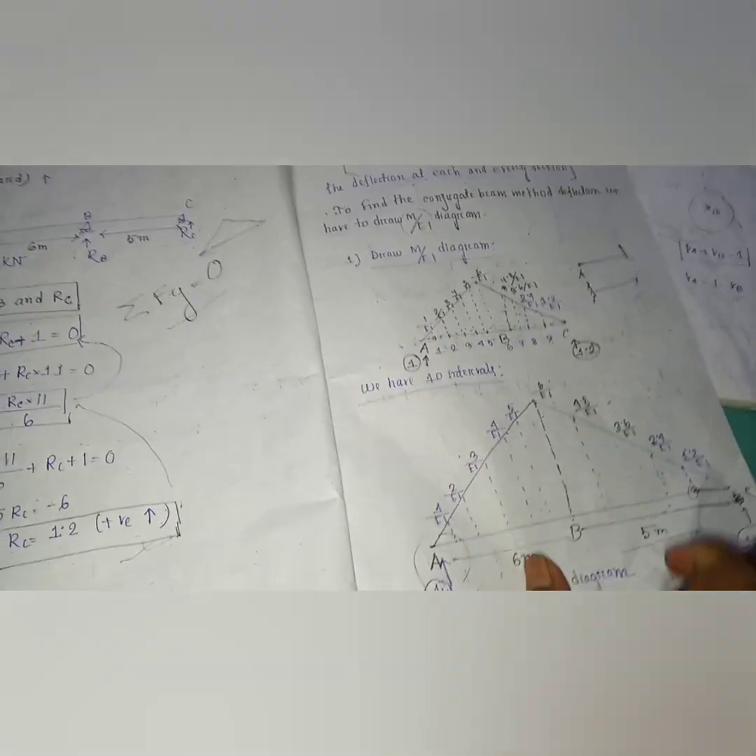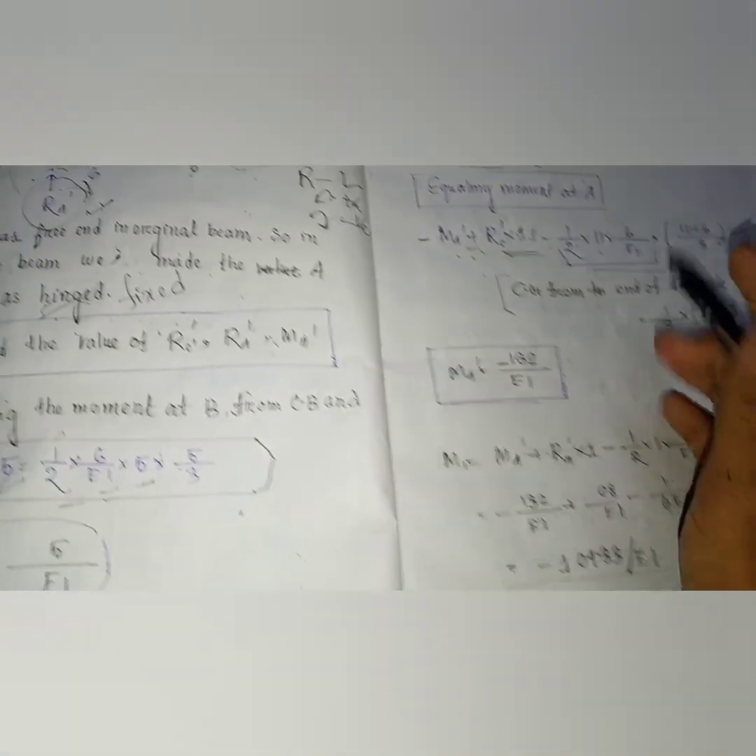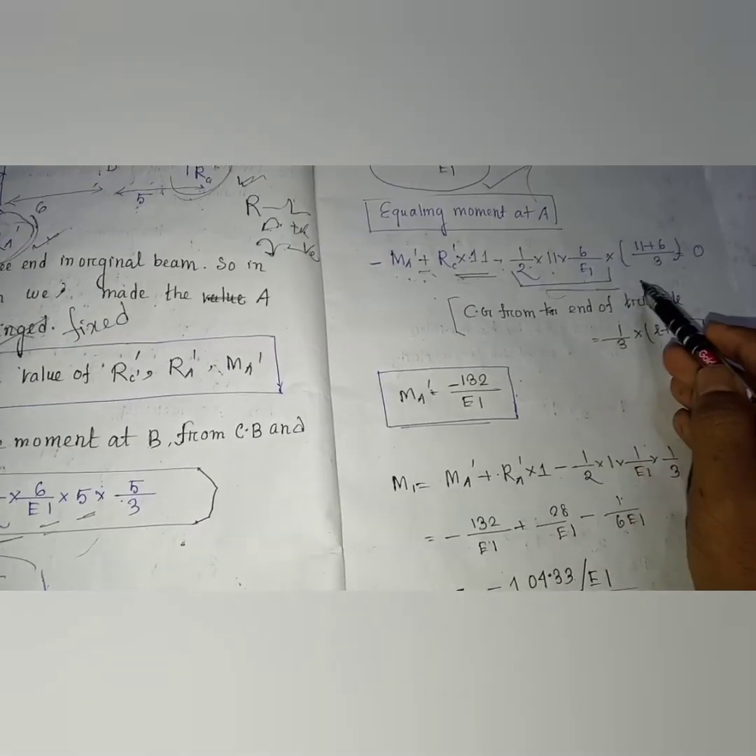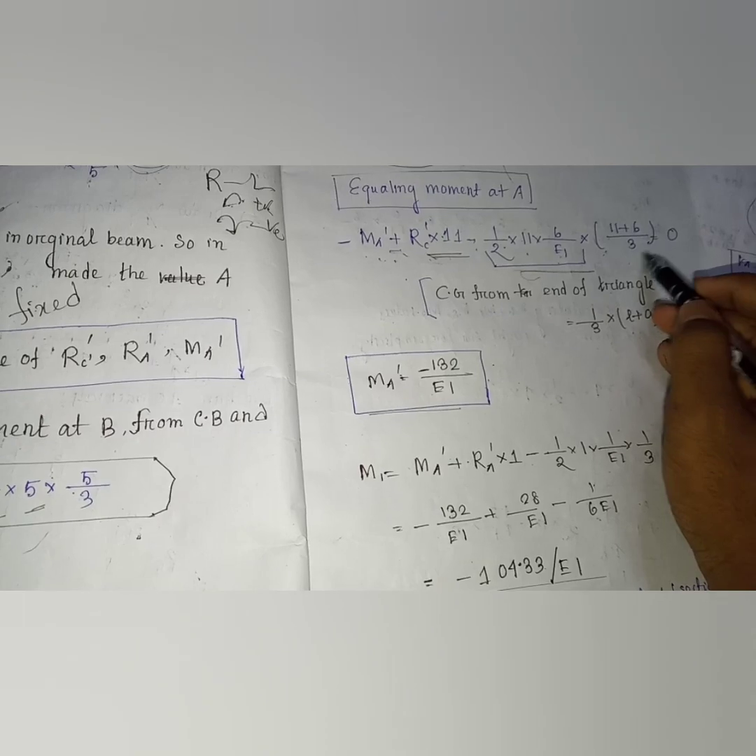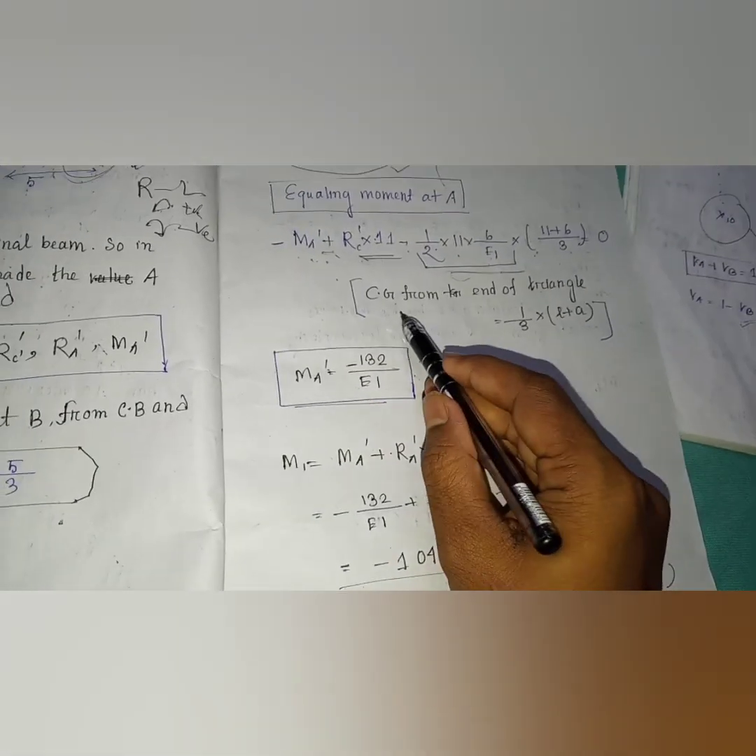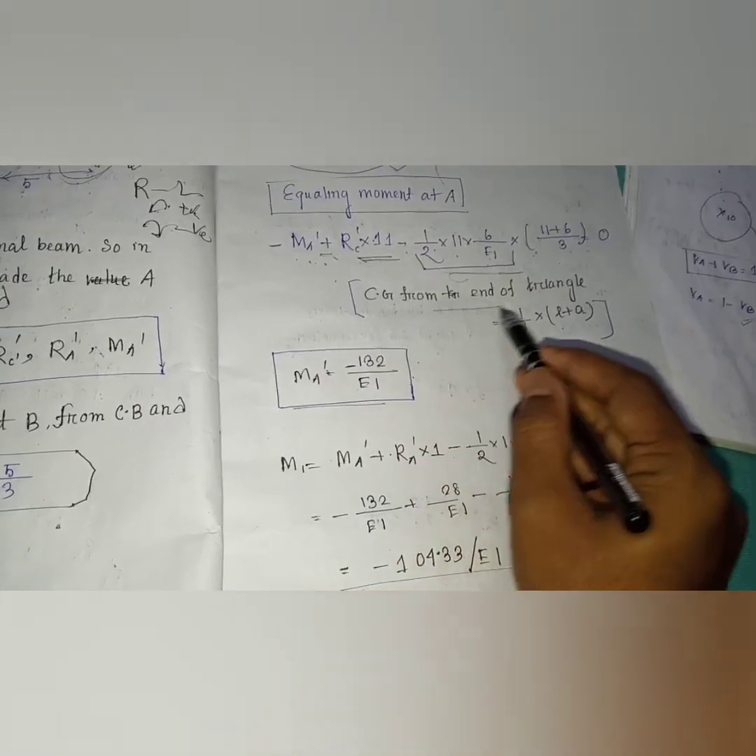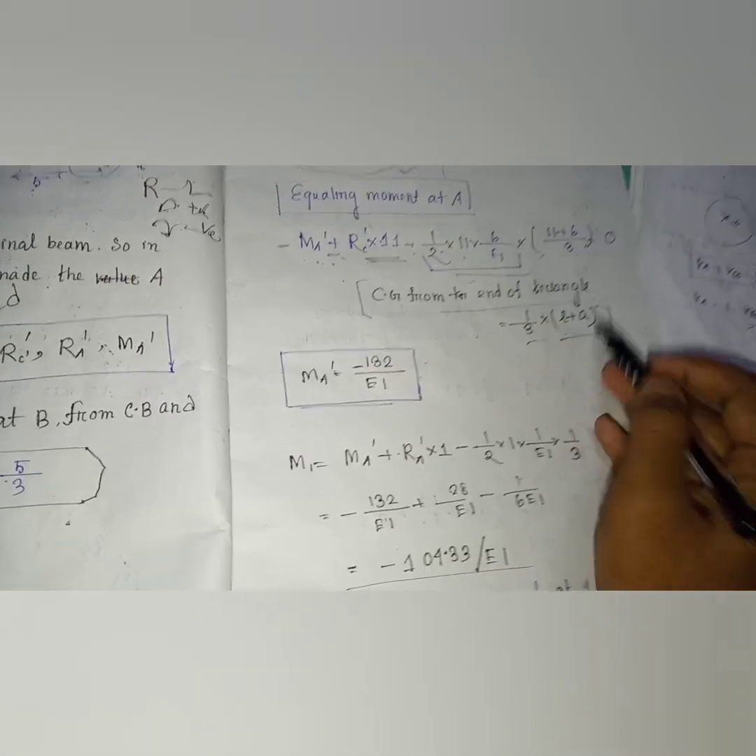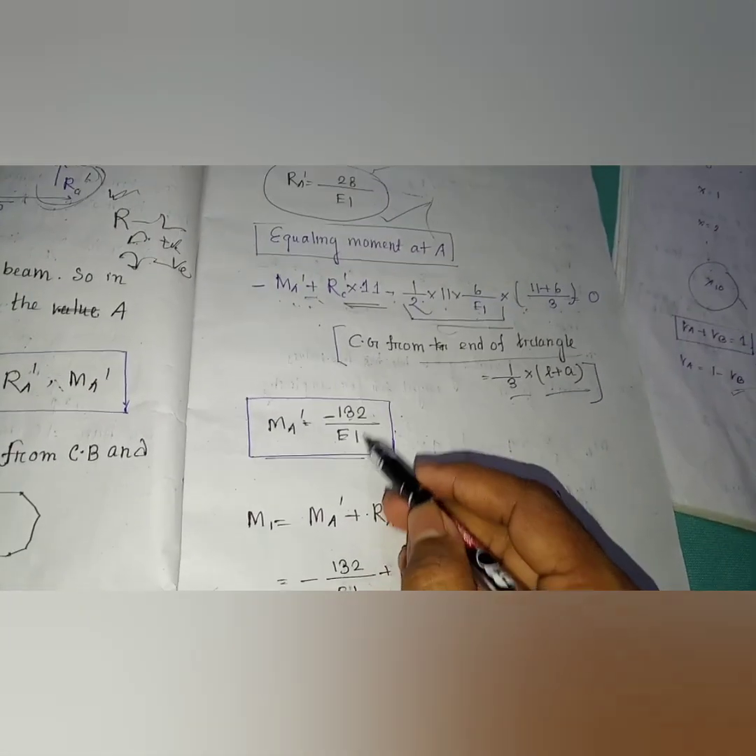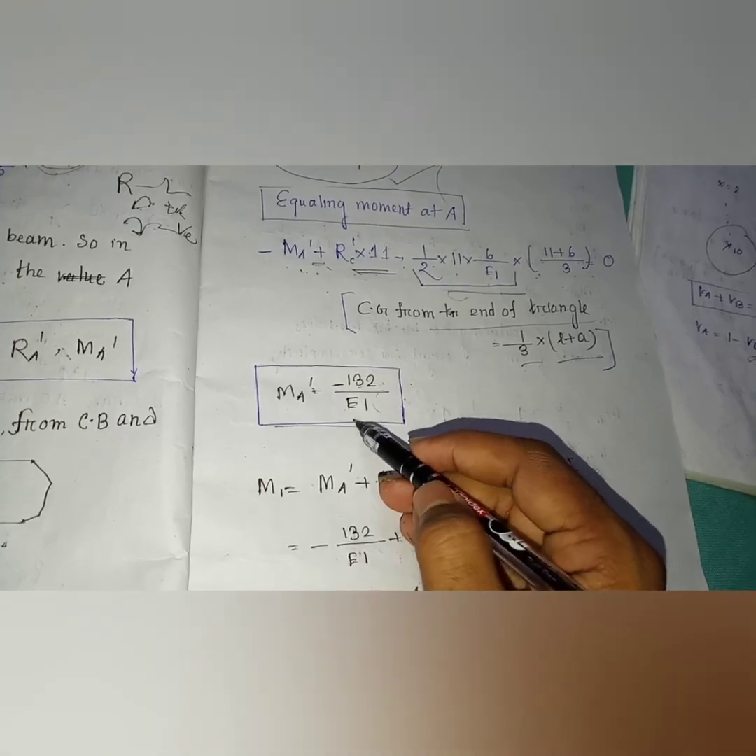Downward means clockwise, so for clockwise it will be negative, into 1/3 of L plus A. And the distance will be 6 plus 11 by 3, because the center of gravity from the end of the triangle is 1/3 of L plus A. L is 11 and A equals 6. I have discussed it. So the value of MA dash came minus 132 divided by EI.